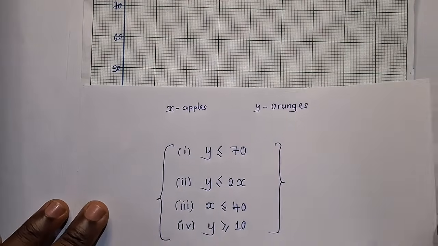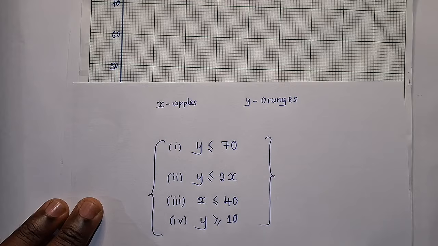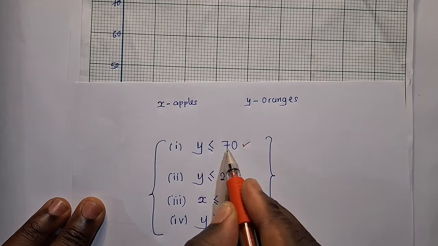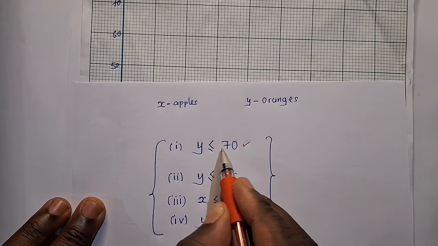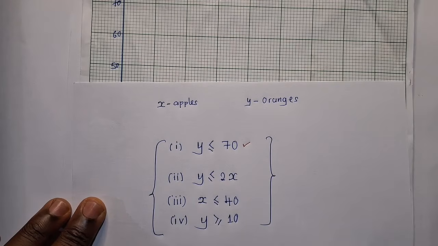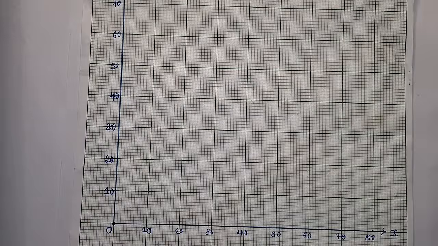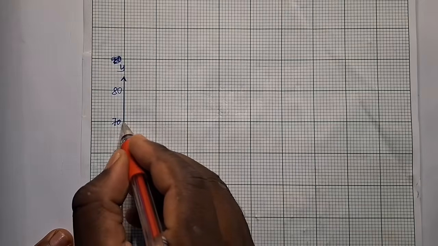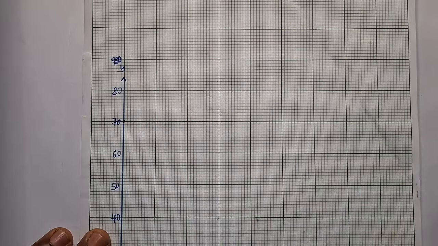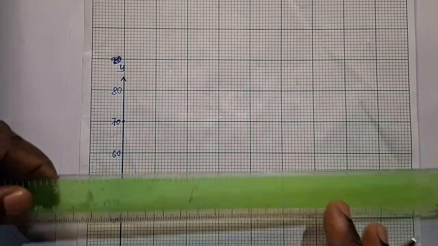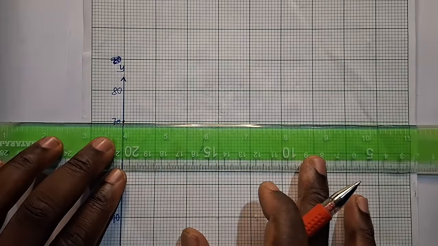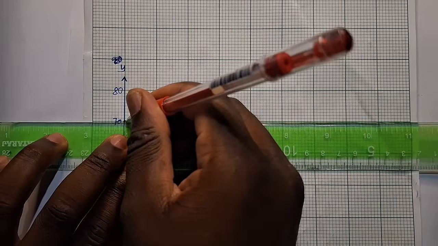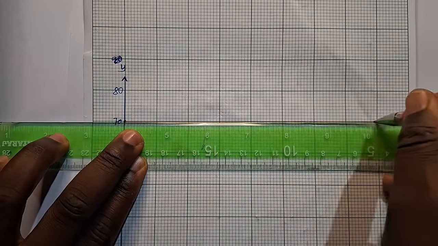So I'll start with the first inequality. Okay, this is the first inequality. Y is less or equal to 70. So what will happen here is that we'll go to the y-axis, where 70 is right over here. This is where 70 is. So I'll use the red pen so that you can understand here. So the line will pass at 70. So you draw your line like that.